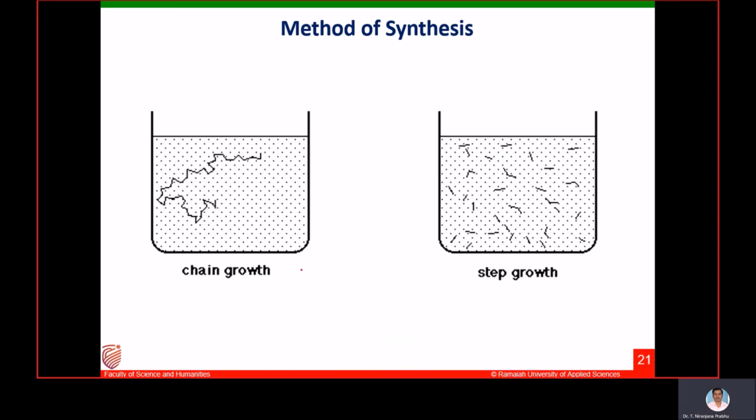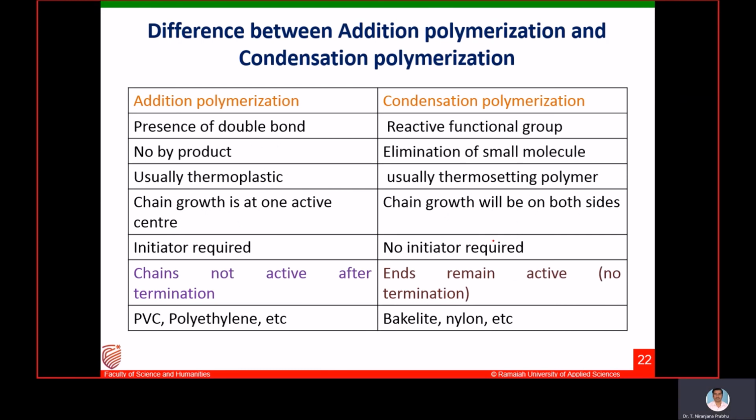Two ways we can conduct the polymerization: chain growth polymerization, which happens in addition polymerization, and step growth polymerization, which happens in condensation. What are the main differences, the features of addition polymerization and condensation polymerization? In addition polymerization, you can observe double bonds available in the monomer molecules. When you polymerize, no byproduct is formed.